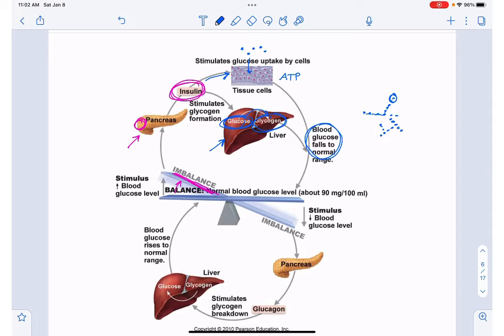And again, this started with a humoral stimulus, the pancreas detecting high blood sugar and releasing insulin in response to that.